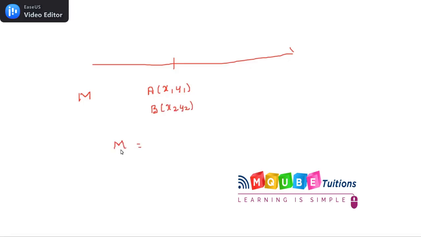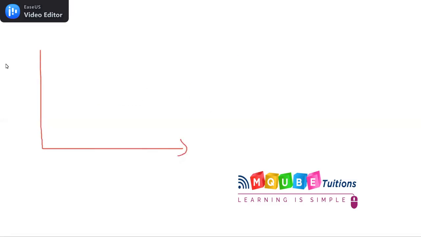The midpoint will be found by x1 plus x2 divided by 2, comma, y1 plus y2 divided by 2. So this is the midpoint formula. If the midpoint is M, joining the points x1, y1 and x2, y2, then its coordinates are given by M equal to x1 plus x2 over 2, y1 plus y2 over 2. We will see one example.